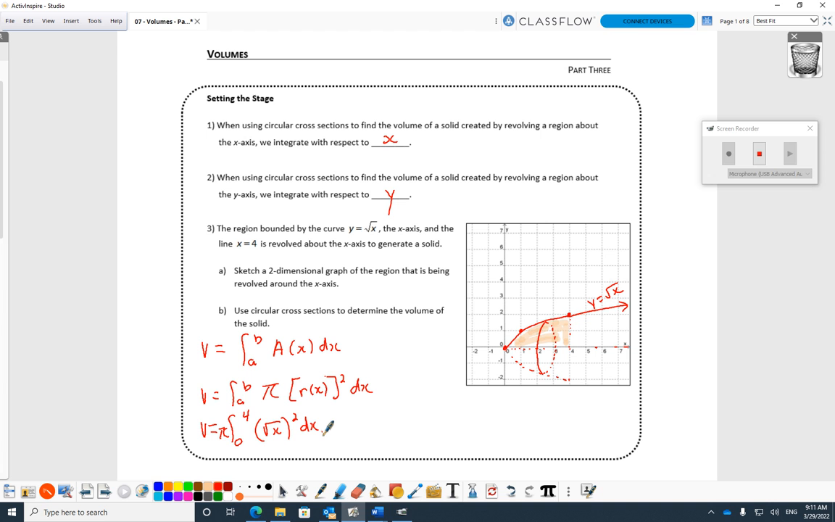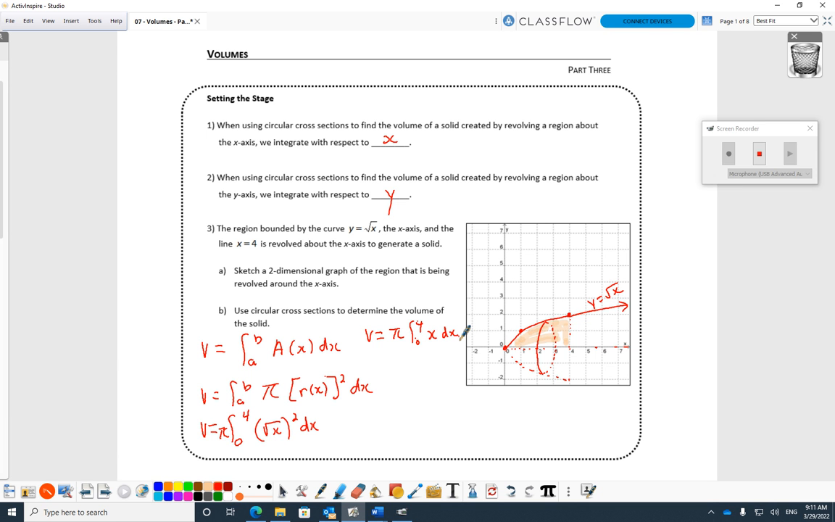Am I going to end up with enough space here? I'm not sure. I'll try and fit it in here. Volume equals pi integral from 0 to 4 of x dx. And lots of times these work out so that the actual integral, once you get there, isn't particularly difficult. Setting it up is the difficult part.